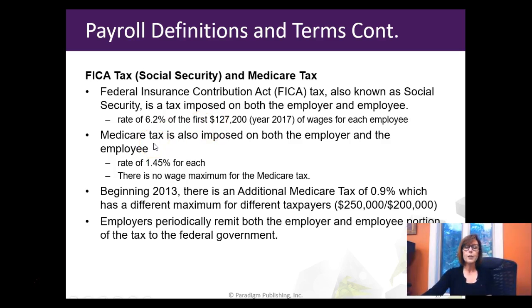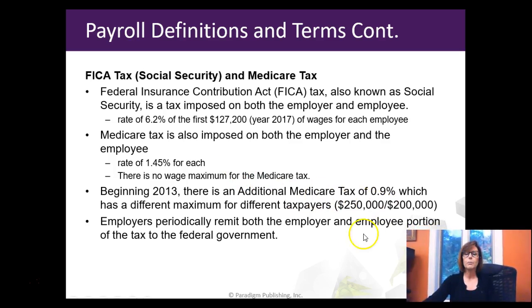Medicare is paid on all earnings, so there is no cap on Medicare. And it's at a rate of 1.45%. And so again, there's no maximum on wages. And then there is also, for very high earners, an additional 0.9% Medicare tax. And so this is where you've got really high earners. So again, we're talking about over 250,000.